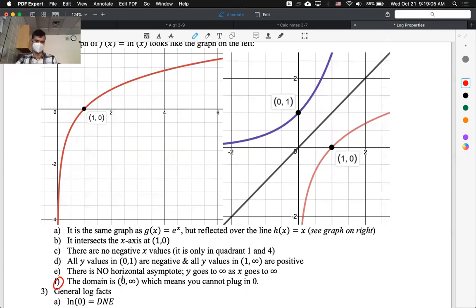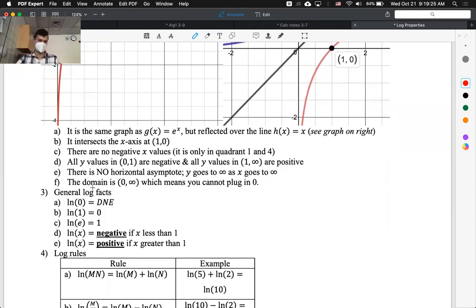And F, the domain is 0 to infinity, so it can never be 0. You can never plug in 0. If you try to plug in natural log of 0 on your calculator, it'll say error. You can't do that because you're trying to figure out what is the height that corresponds to this x coordinate, and it never touches. So you can't do natural log of 0. It doesn't exist. So it needs to be a little parenthesis, not a square bracket.